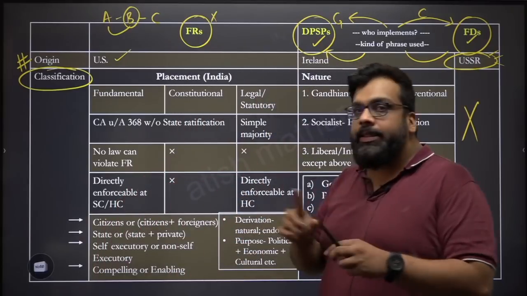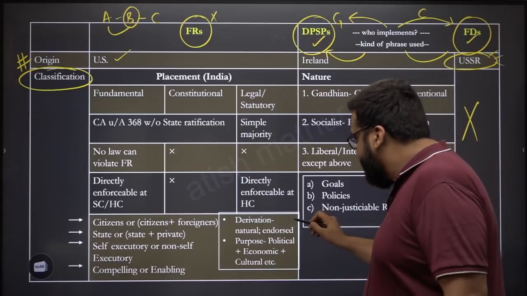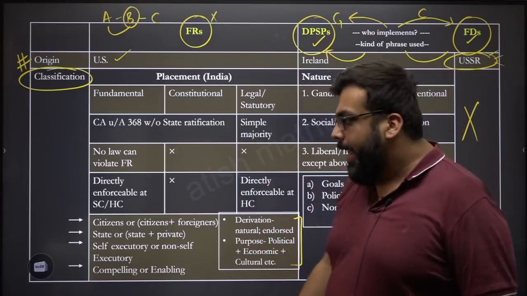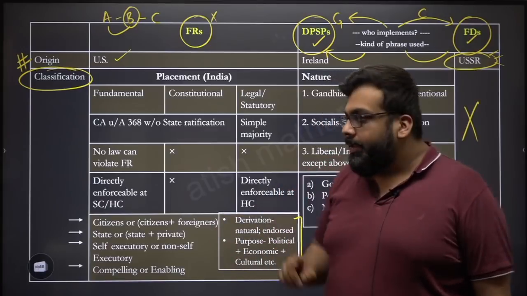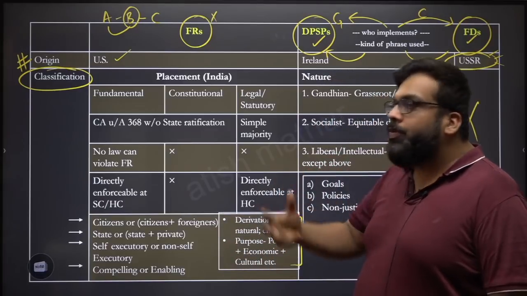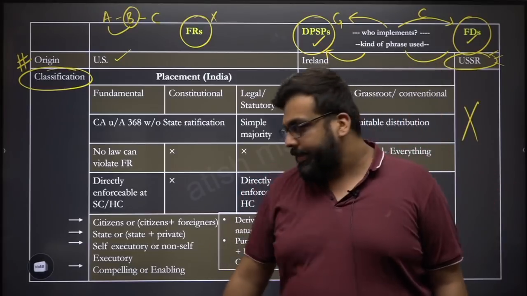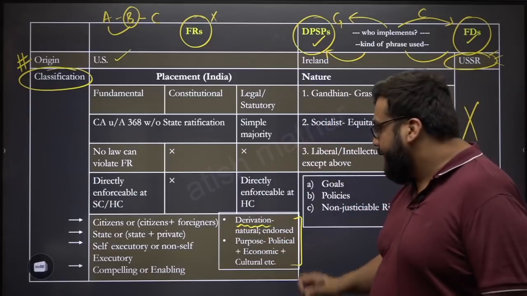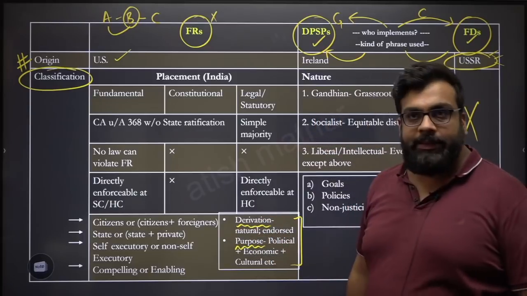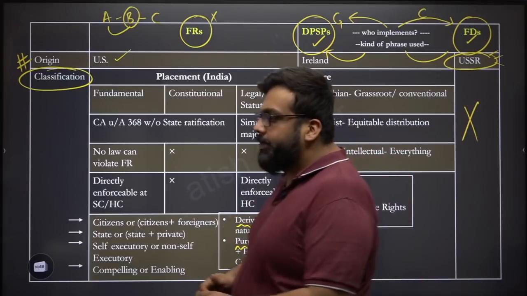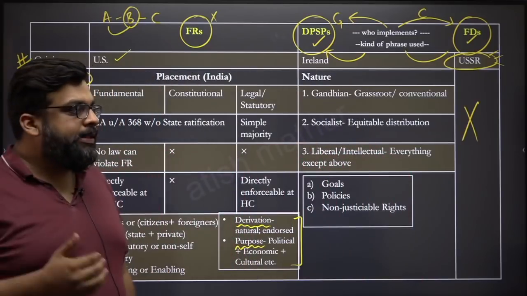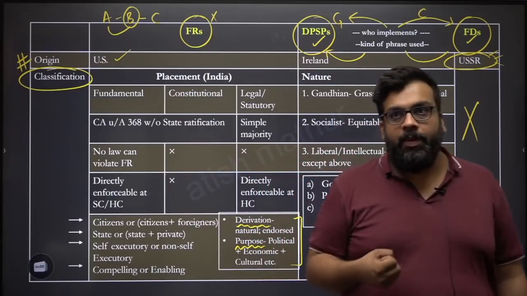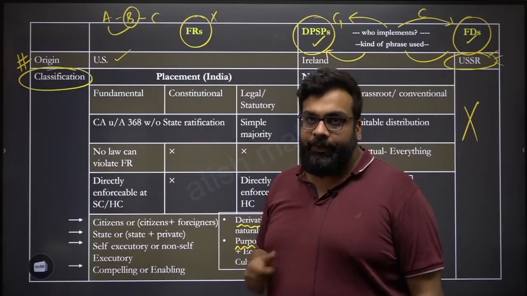So as far as political theory is concerned, and this is taken from your NCERT political theory textbook of class 11th, that textbook tells us that there are essentially two ways to theoretically classify rights. The first is on the basis of derivation, and the second is on the basis of purpose. So what is on the basis of derivation? On the basis of derivation means where have rights been taken from? Where are rights originating from?